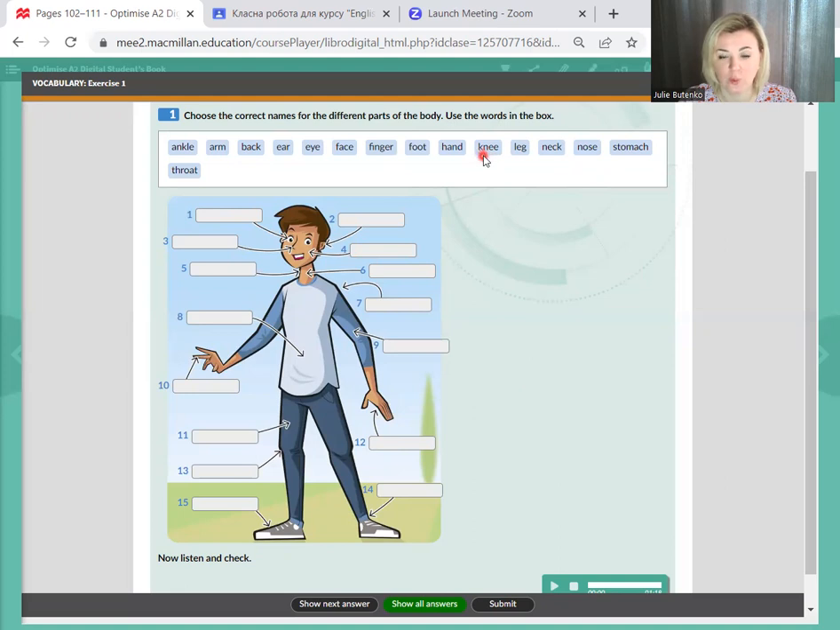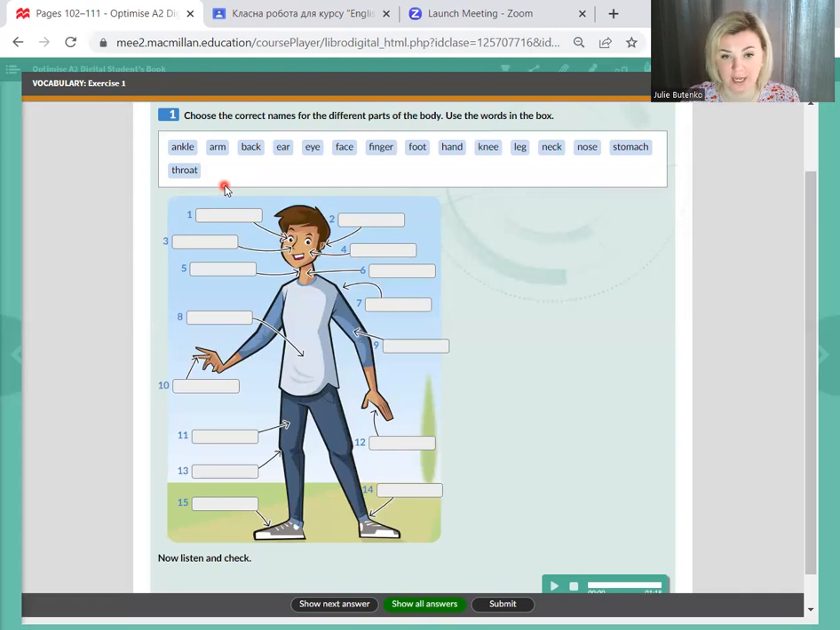Look at this word. We write K, but we don't read it. Not k-nee, but knee. Leg, neck, nose, stomach. Look at this word. Not stomach, but stomach. And throat.